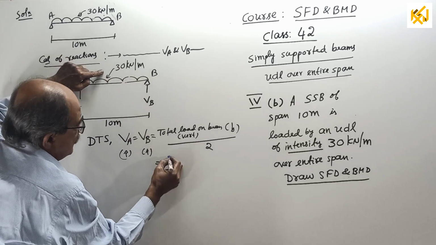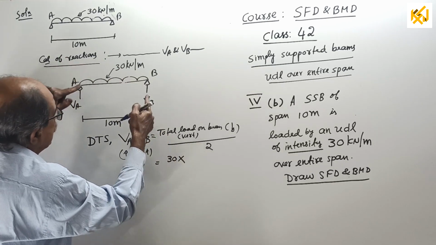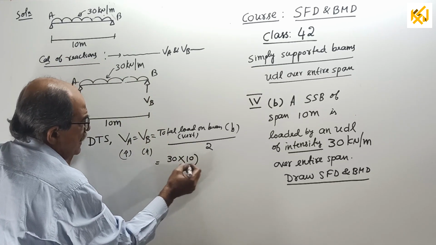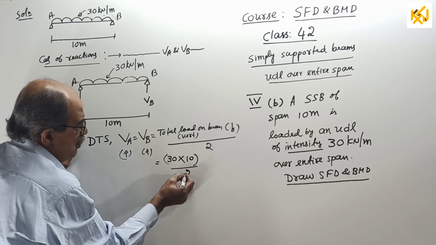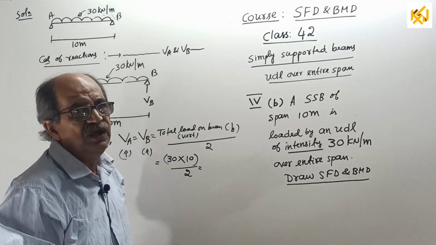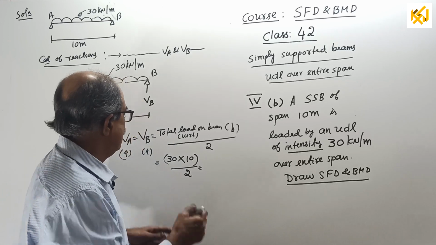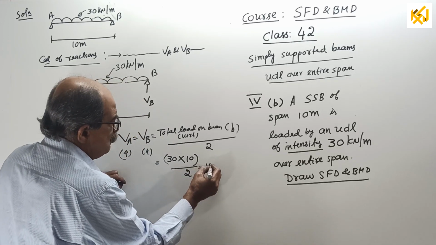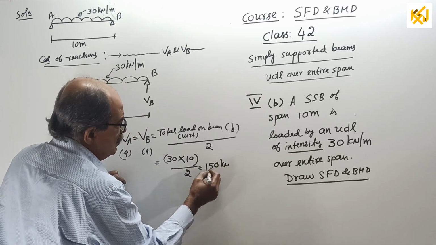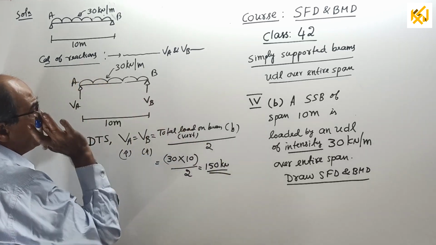30 kilonewton per meter for 10 meters. Very sorry, I can't explain further. Divide by 2. This has been told more than 1000 times earlier. 30 into 10 is 300. Each will become 150 kilonewton. Okay, now you know the reactions correctly.